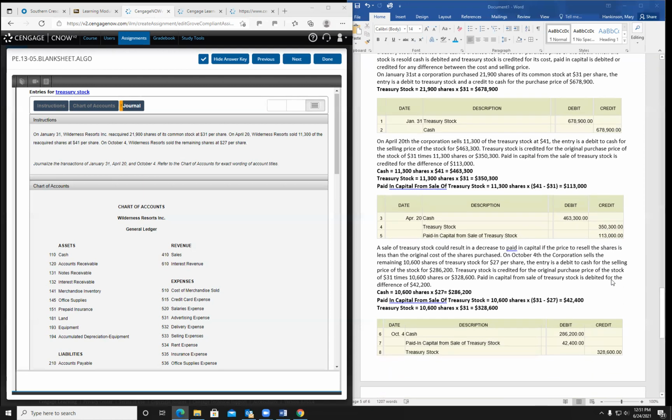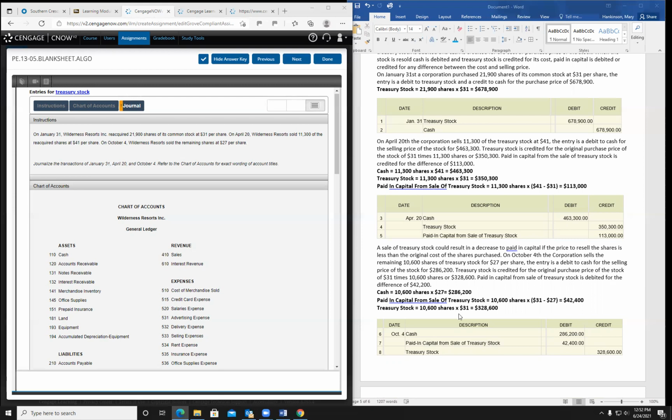All right, so lastly, on October 4th, Wilderness Resorts sold the remaining shares at $27 per share. So a sale of the treasury stock could result in a decrease to paid in capital if the price to resell the shares is less than the original cost of the shares purchased. So on October 4th, the corporation sold the remaining 10,600 shares of treasury stock for $27 per share. And so the entry is a debit to cash for the selling price of the stock at 286,200.